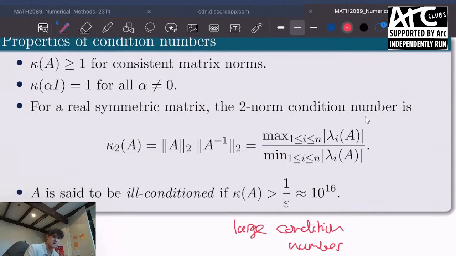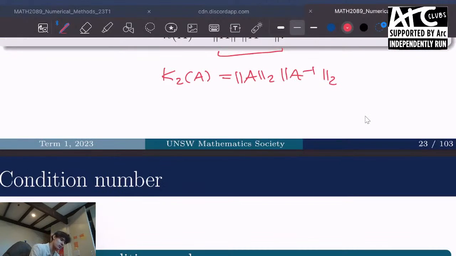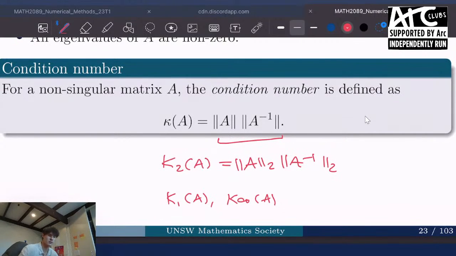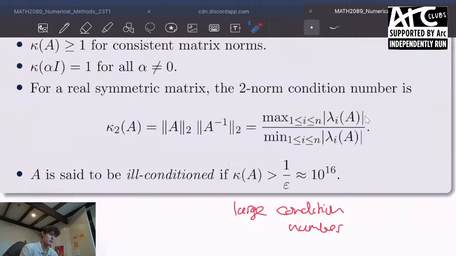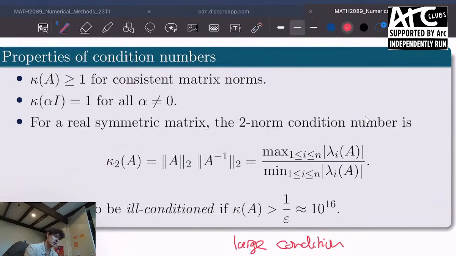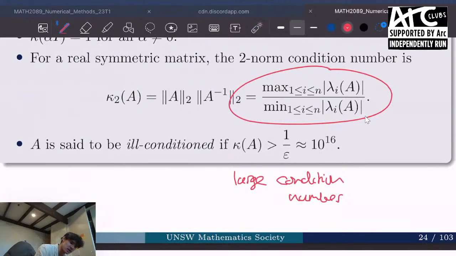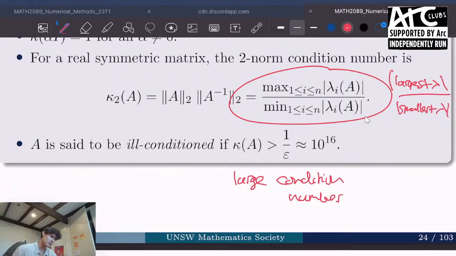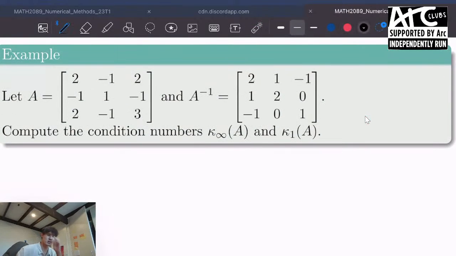Another important part of this slide is actually calculating the 2 norm condition number. To find the 1 norm condition number and the infinity norm condition number, we can just use this here because it's very easy to calculate the matrix 1 norm and the matrix infinity norm. It's a bit harder to calculate the matrix 2 norm, but we can calculate the condition number using this here. This is quite confusing, but it's essentially saying the largest absolute value eigenvalue divided by the smallest eigenvalue. Okay, so now let's look into an example of actually calculating condition numbers.